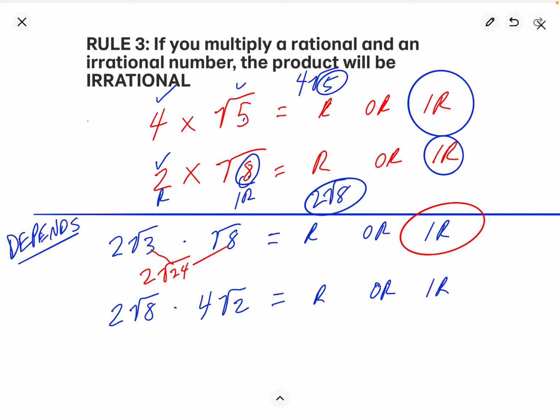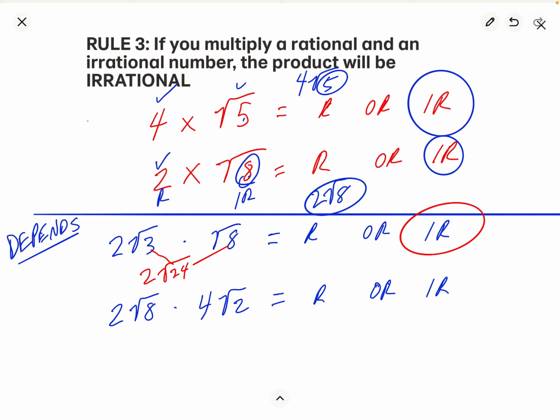So all you do when you are multiplying two irrational numbers is look at what's in the square roots, multiply those things together, or if it's division, divide those things, and see if when you divide them or when you multiply them, you get a perfect square. If you do, then that's going to be rational. If you don't, it's going to be irrational. Let me give you another example.